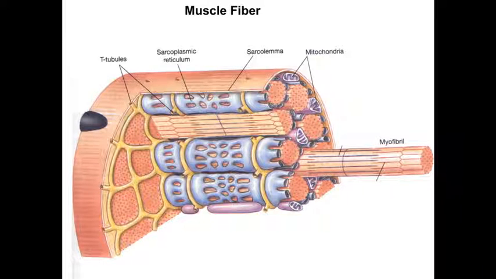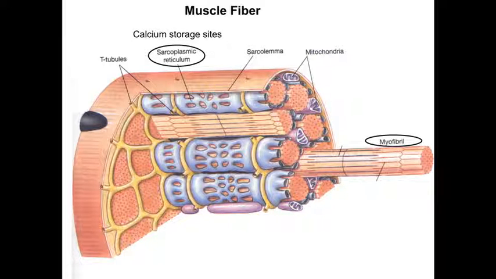This figure shows the features of a muscle fiber. It is packed with myofibrils. Of particular importance is the sarcoplasmic reticulum. These are membranous sacs that completely surround and envelop every myofibril. The sarcoplasmic reticulum are the sacs which contain the internal stores of calcium.